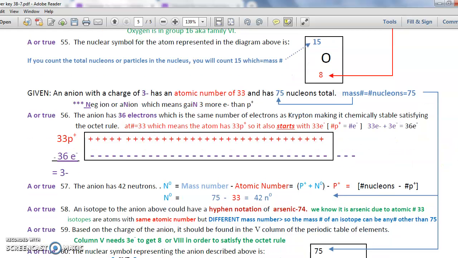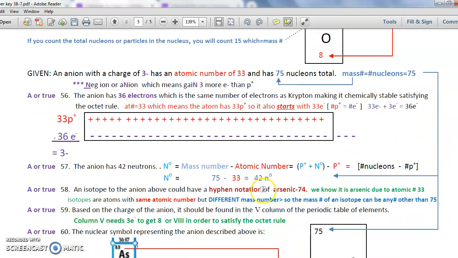That is true. An isotope could have a hyphen notation of arsenic 74. Well, we know isotopes have the same atomic number but different mass numbers. If this one has a mass number of 75, an isotope of it would have a different number other than 75 after the hyphen.